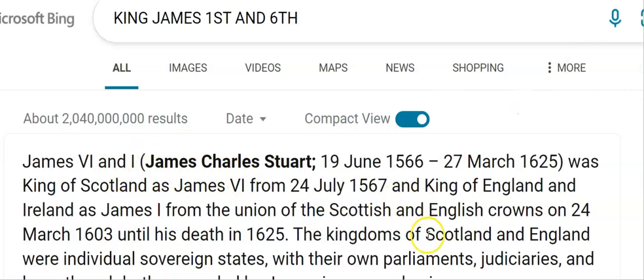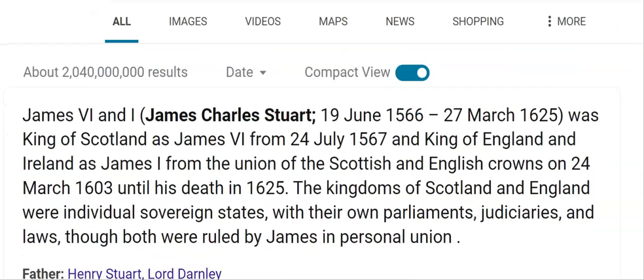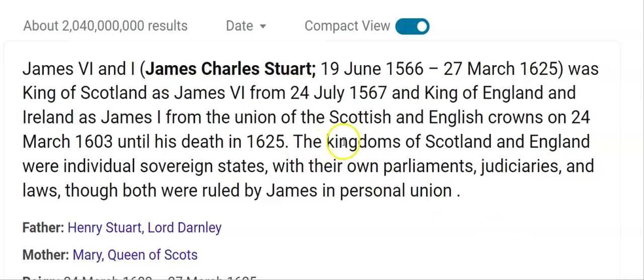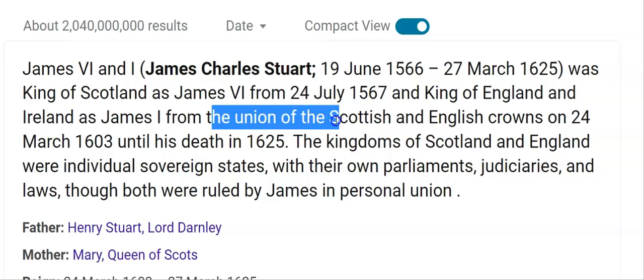James Charles Stewart. And they united again, right? United the Scottish and English crowns. Again, that's the trans metaphor. United the two dualities. United the two genders. The union idea, right?